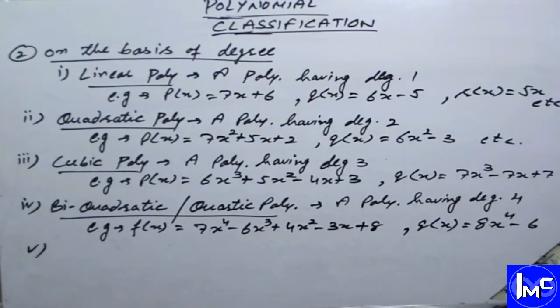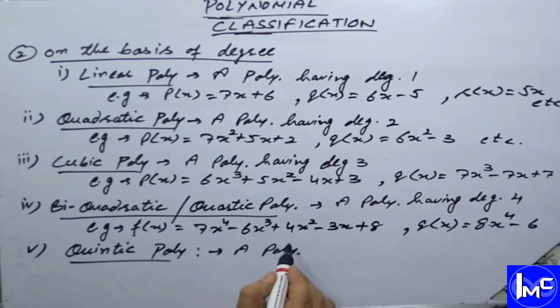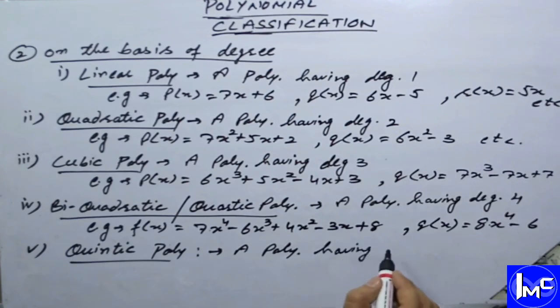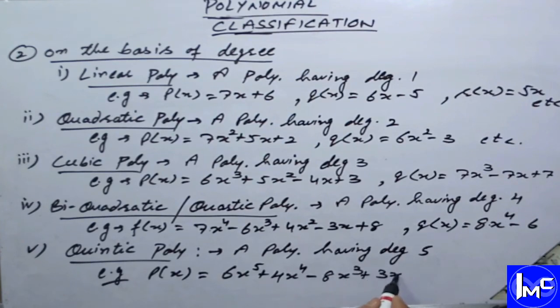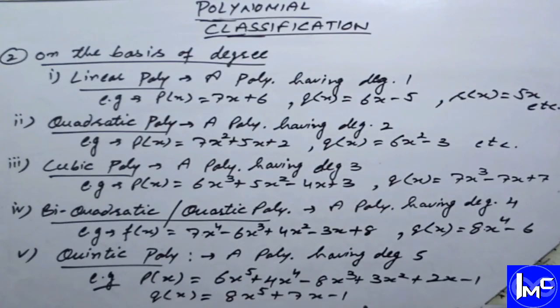Further, quintic polynomial. A polynomial having degree 5, that is, you can take an example of degree 5 as 6x raised to power 5 plus 4x^4 minus 8x cube plus 3x square plus 2x minus 1, or q(x) as x^5 plus 7x minus 1, etc.